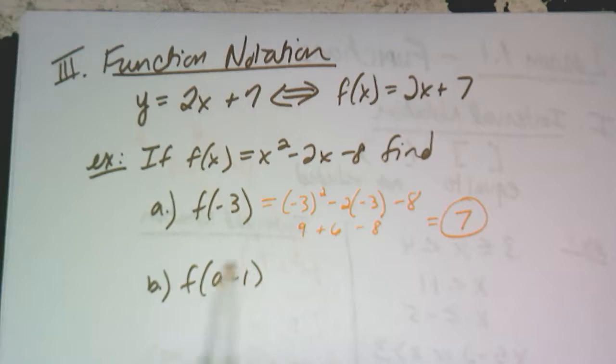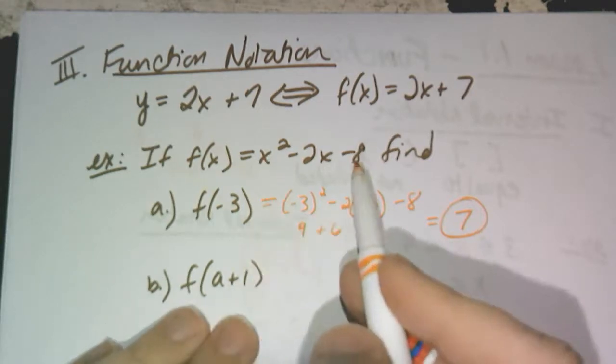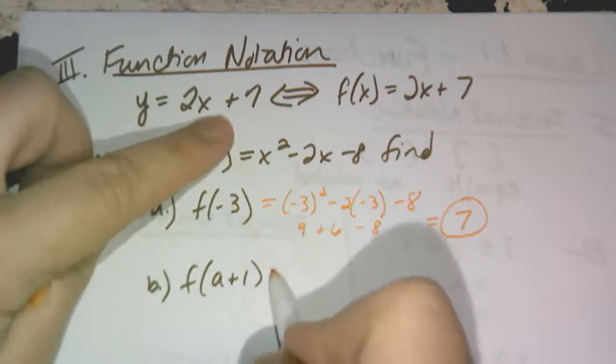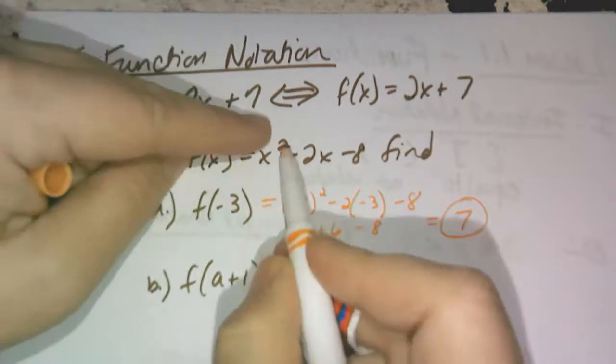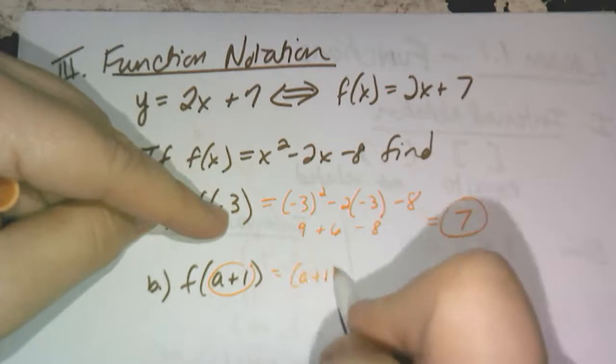If they give you a letter or a quantity, where this is a quantity, guys, this is a binomial, you're going to have to do some extra work here. You still plug it in everywhere you see the x. So watch how I do this. X squared, square this quantity. A plus 1 squared.